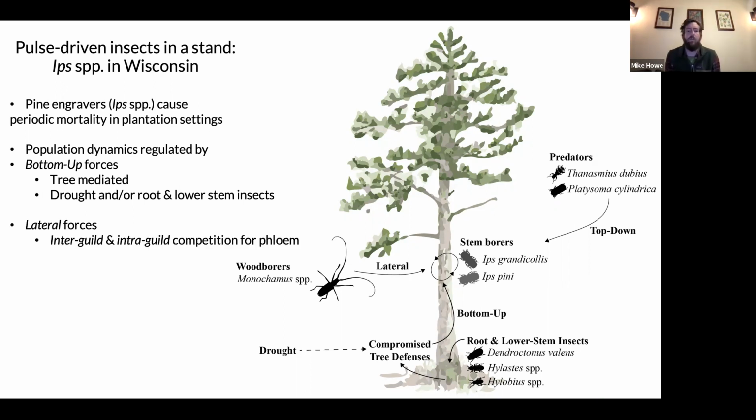The latter 2 of these are both root or collar insects. And then we also have lateral forces in the system, such as intra- and inter-guild competition. So competition within Ips, where we have Ips grandicollis and Ips pini, and then also wood borers, which have the potential to steamroll over some of these pine engravers, because their larvae are just so big relative to Ips. And then finally, we have some top-down forces, which include a couple of predators.